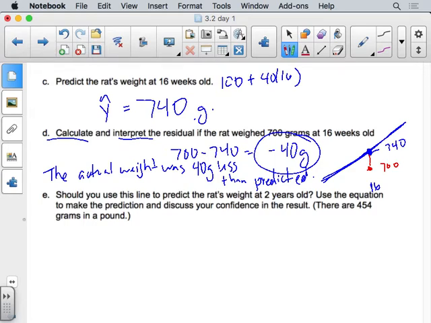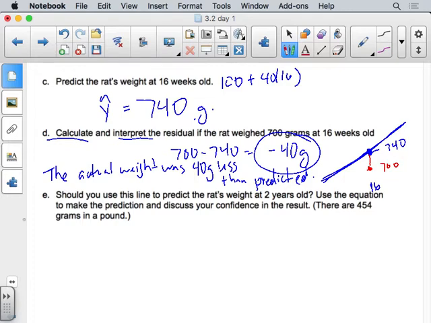So anytime it says calculate and interpret, you need to write what it means. What does that negative 40 mean? It means our actual was 40 less than predicted. Or you could say the predicted was 40 more than the actual. You can do it the opposite way.